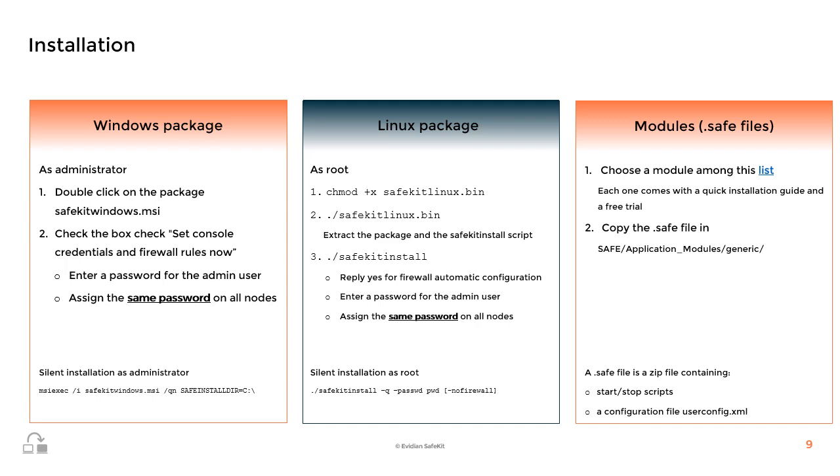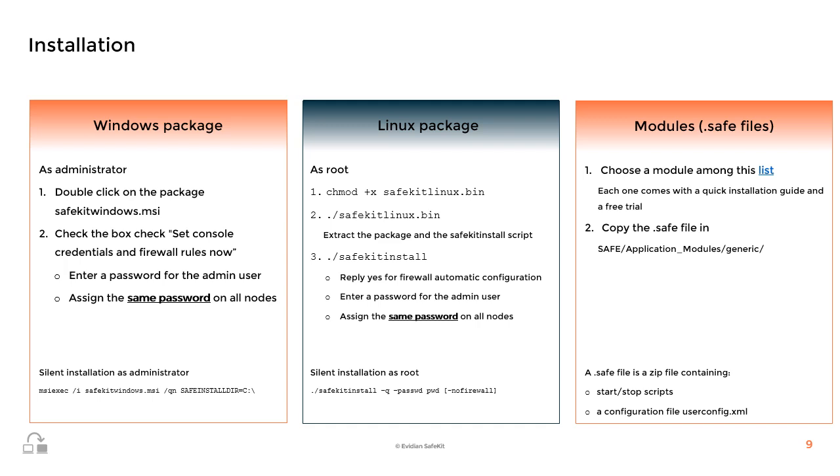At the end of the installation, a window displays a checkbox with the message, "Set console credentials and firewall rules now." Check the box, enter a password for the admin user, and assign the same password on all nodes. Let's move on to the installation of the Linux package.